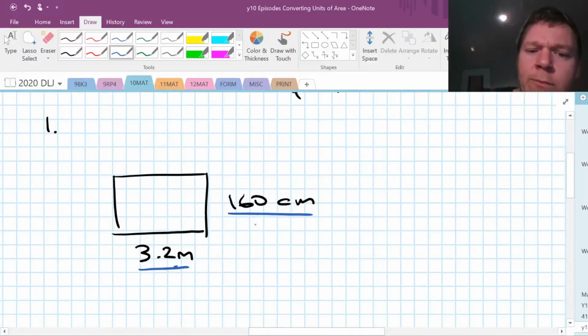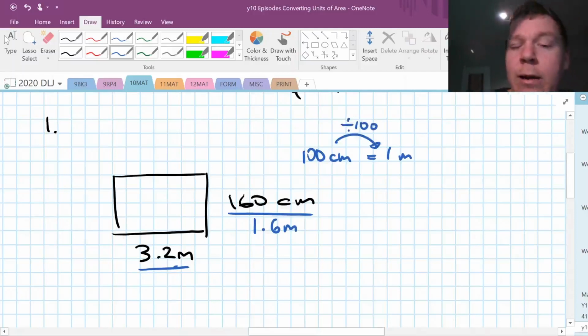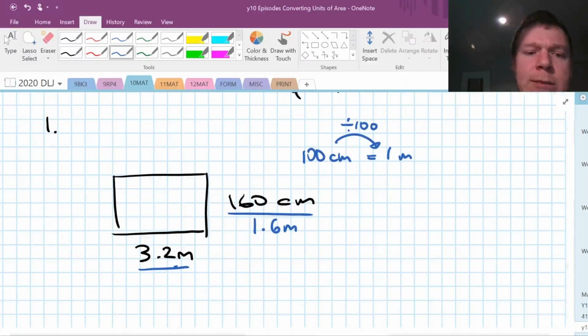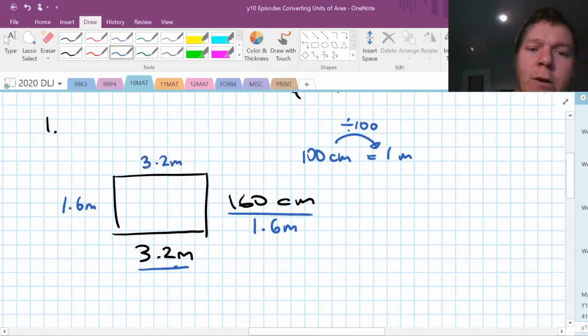So let's do that. That will be 1.6 meters, because 100 centimeters equals 1 meter. So if we are going into meters, we would be dividing by 100. 160 divided by 100 gets you 1.6. Okay, now rectangles have widths that are the same. So if it's 1.6 on that side, it'll be 1.6 on the other side. And if it's 3.2 meters on the bottom, it'll be 3.2 meters on the top.